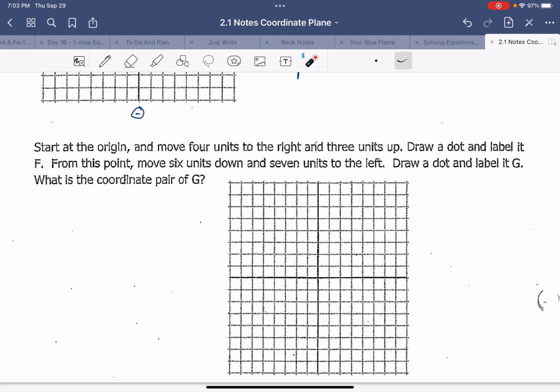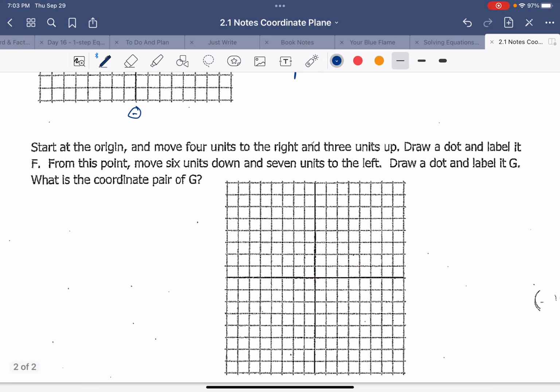So if you did that, you would start here and you would move 4 units to the right, 1, 2, 3, 4, and 3 units up, 1, 2, 3. You should have your dot right here. And this should be point F. Okay. From this point, you're going to start from this point, move 6 units down and 7 units to the left. Draw a dot and label it G.